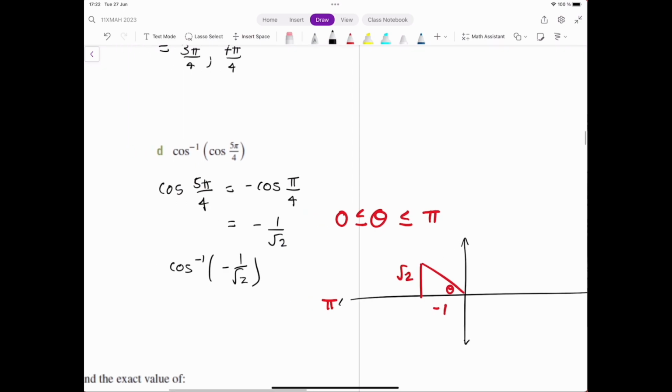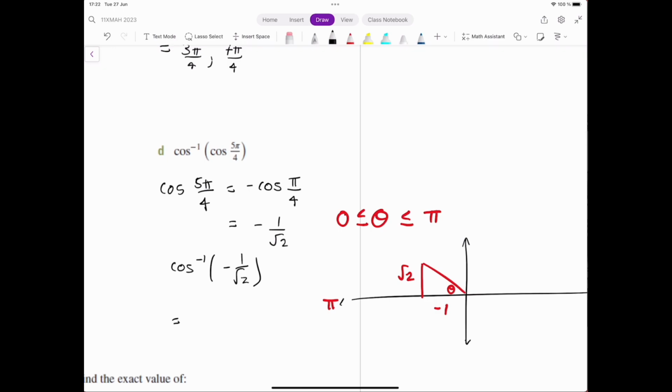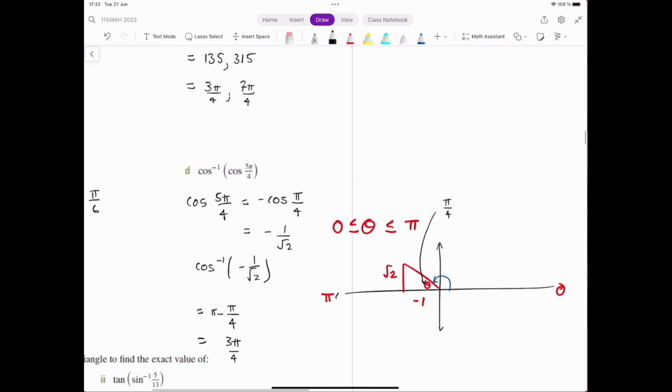Now, cos inverse of 1 on root 2 is equal to pi over 4. But that makes this value here pi on 4. But the actual value of cos inverse of minus 1 on root 2 is not pi on 4, but pi minus pi on 4, because we're trying to find this angle here. So pi minus pi on 4 is 3 pi on 4. Okay. Those questions are a lot harder than what they look like.